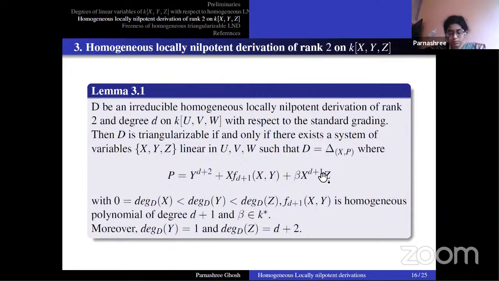So what is this saying? If you give me any locally nilpotent derivation of rank 2 of this form, then looking at the structure of P, I can tell you whether it is a triangularizable derivation or not. Okay.